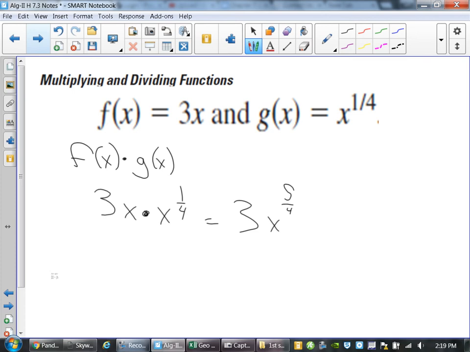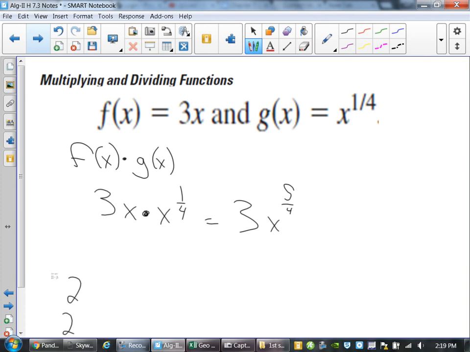Okay, I thought you just left it 3. I was confused. Oh, we took care of it. 3 times 1 was 3. If this was a 2, we'd get 6x to the 5 fourths. So you're just dealing with the coefficients like you would normally.